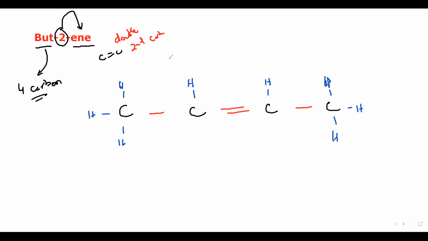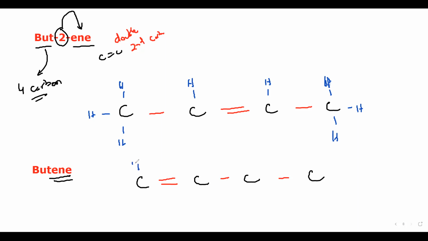If it were written butene only, what does it mean if the number is not mentioned for a double bond? If any number is not mentioned, it means the double bond is with the first carbon. So first we draw 4 carbons for but, and because there is no number mentioned for a double bond, the double bond is between the first two.